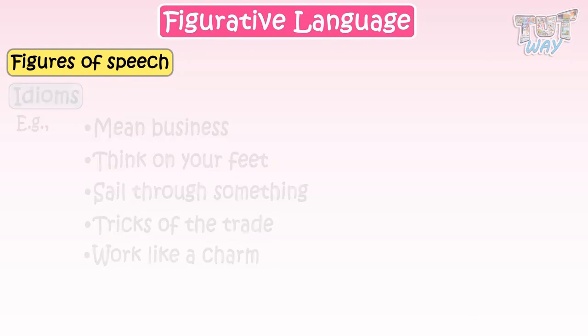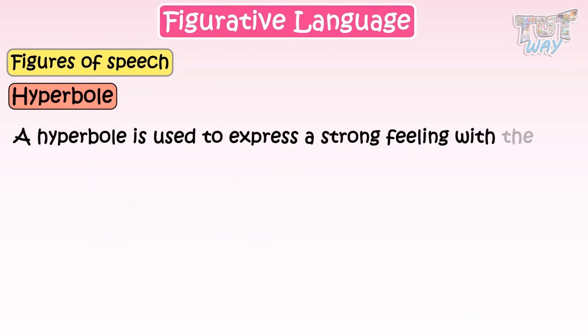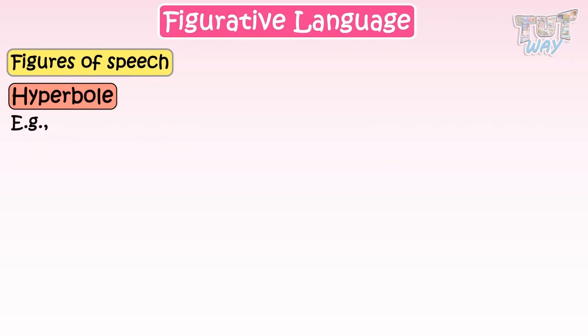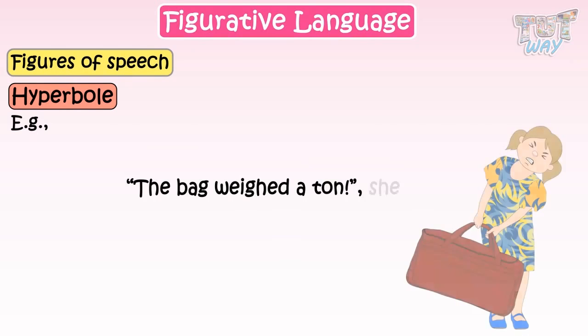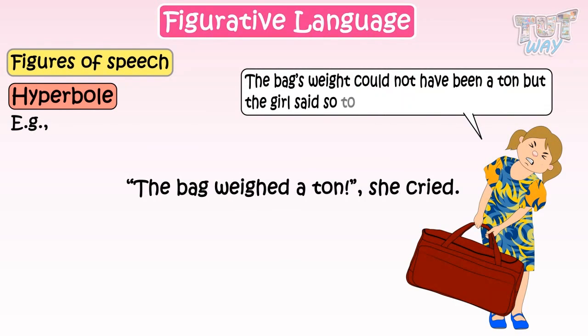Now let's learn next figure of speech, and it is hyperbole. A hyperbole is used to express a strong feeling with the help of overstated and exaggerated language. Let's have a look at examples. "The bag weighed a ton," she cried. The bag's weight could not have been a ton, but the girl said so to exaggerate the situation. So, this is a case of a hyperbole.